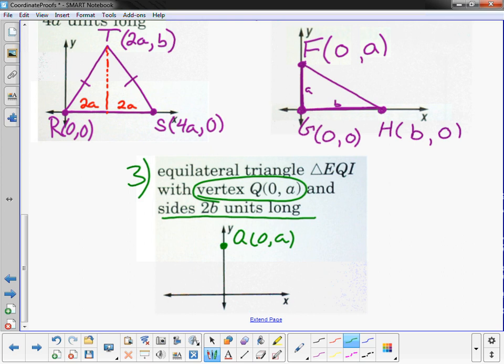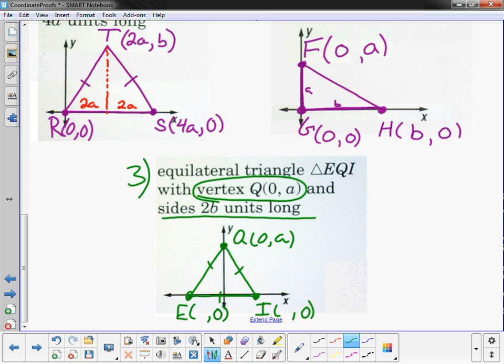So what I'm going to do is make my equilateral triangle, all three sides the same length, and I'm going to do it in such a way that I use the y-axis as a line of symmetry. That gives me an E on one side of this triangle and an I on the other side, and they're both on the x-axis, which means their y value is 0.